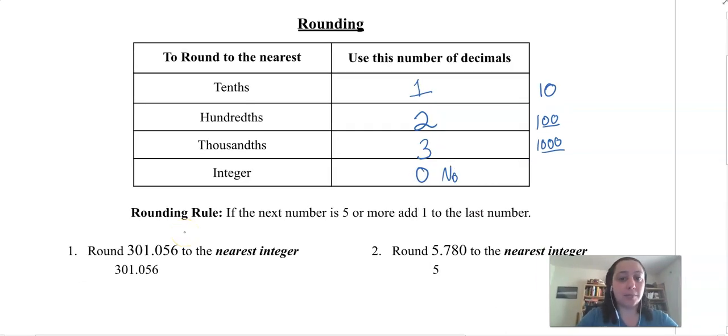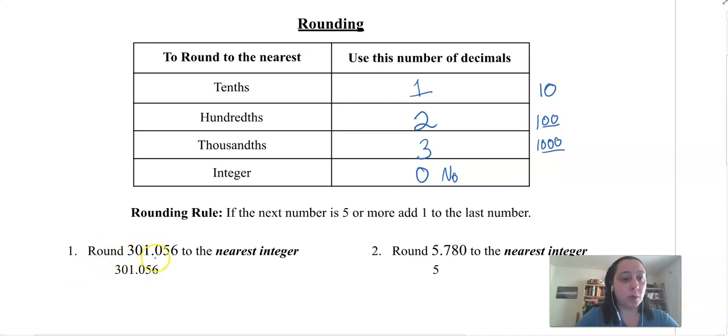Now the other thing that messed a lot of students up is the rounding rule. If the next number is 5 or more, you need to add 1 to the last number. We'll do some more examples so you can see what I mean. So here is an example from an assignment that we did previously.